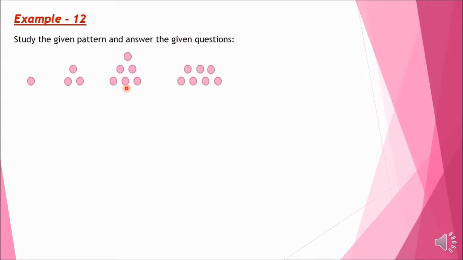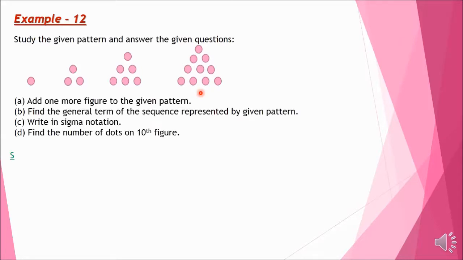There is 4, and you can see the pattern, isn't it? Only 1 in the first, 3 in the second, 6 in the third, and similarly I think 1, 2, 3, 4, 5, 6, 7, 8, 9, 10 in the fourth. Now what are the questions to be answered? Let's see.